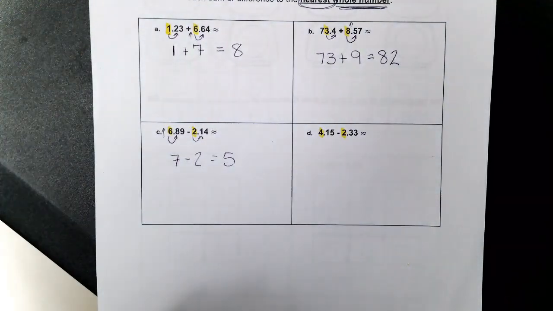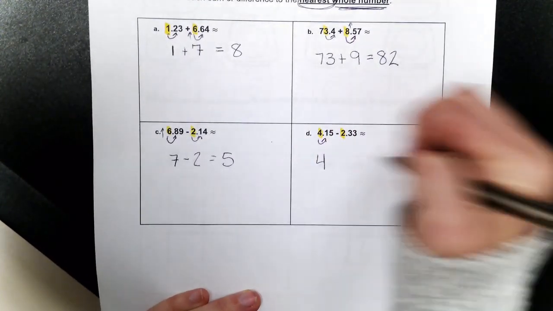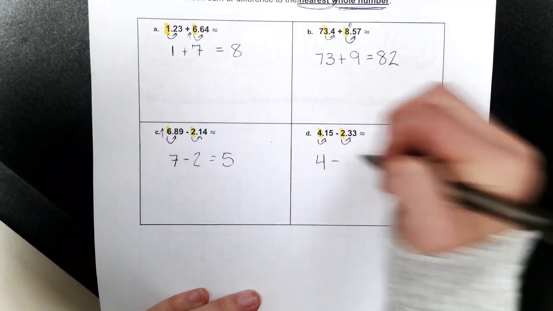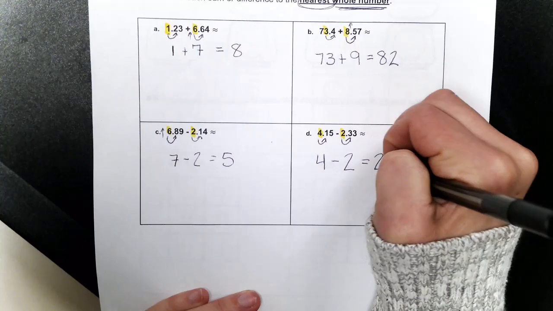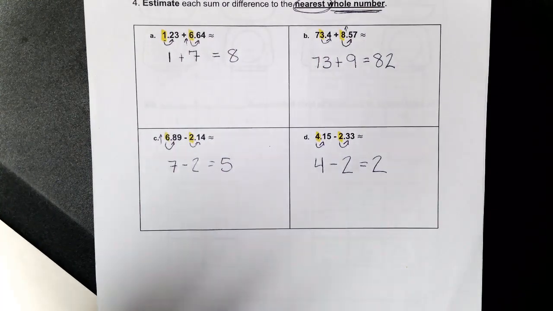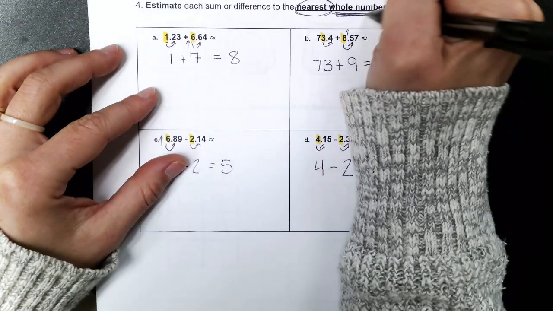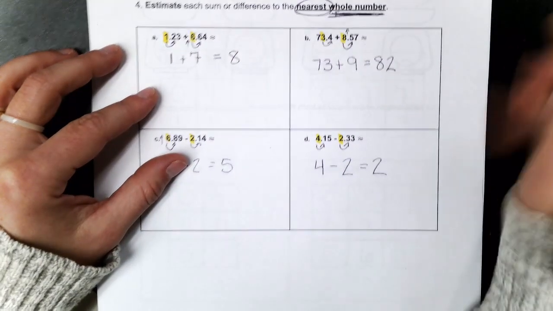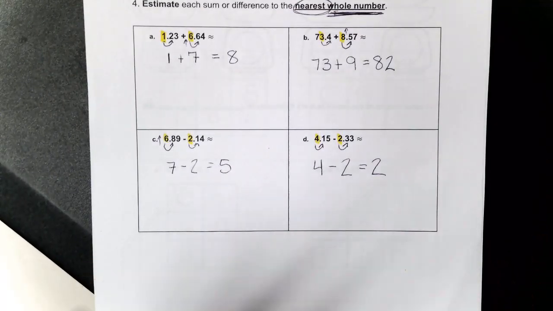And the last one, 4 is going to be determined by that 1, and it's going to keep it a 4. That 3 is going to determine that 2, and it's going to keep it a 2. 4 minus 2 is 2. It's as simple as that. Once again, there will be no decimals whatsoever in this section once they round it to the nearest whole number. So they've got to be really careful not to include any decimals because then they're doing something incorrect.